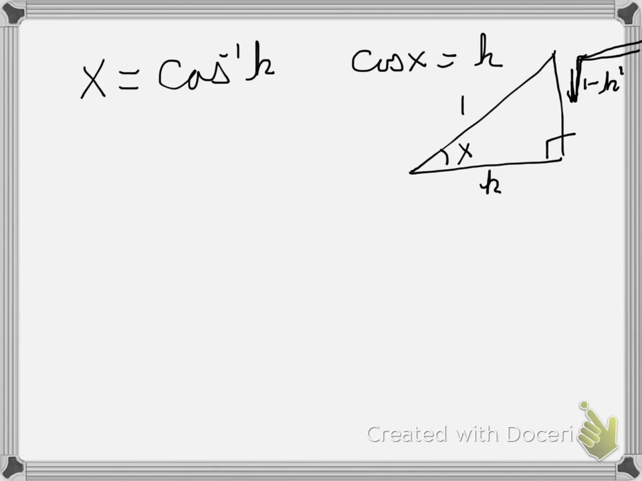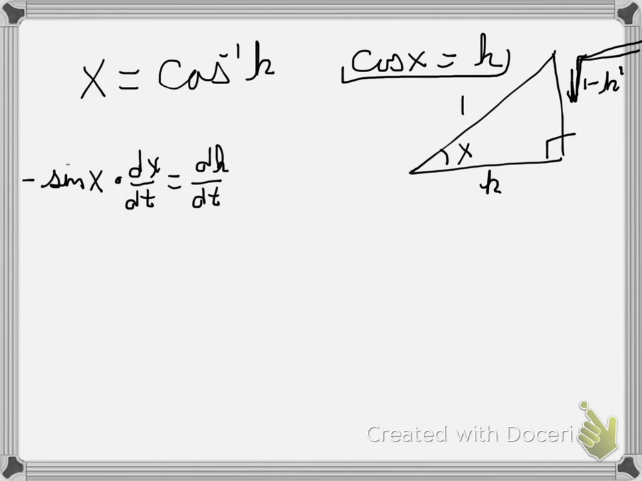So now, if we take a look at cosine x equal to k, the derivative of cosine is negative sine of x times dx/dt. Can't forget the chain rule. The derivative of k is dk/dt. So, let's see. dx/dt is going to equal dk/dt times 1 over negative sine of x.